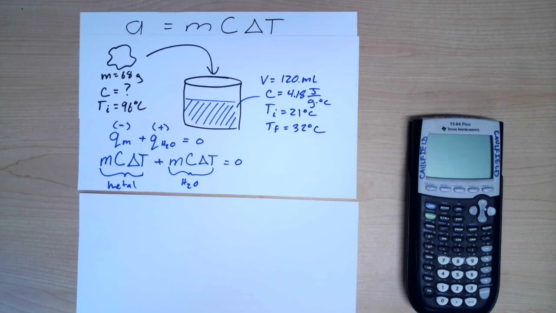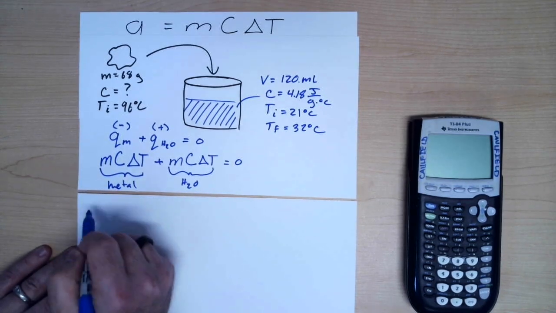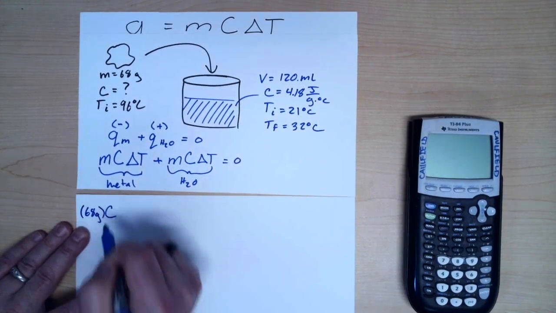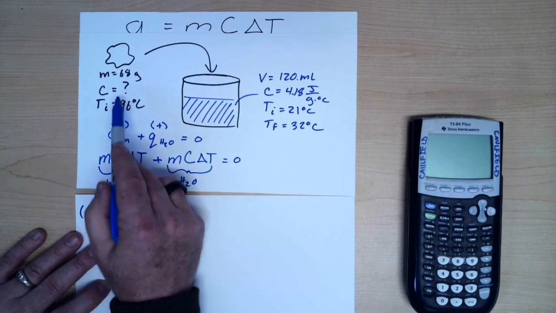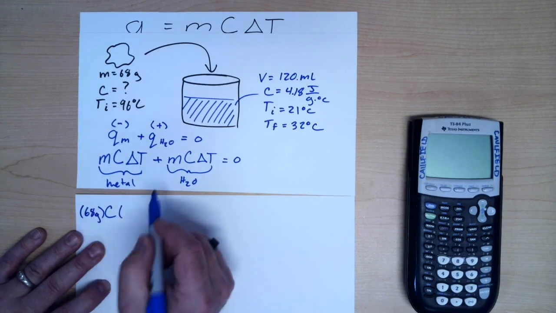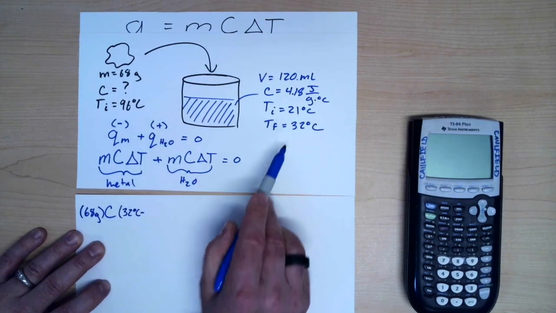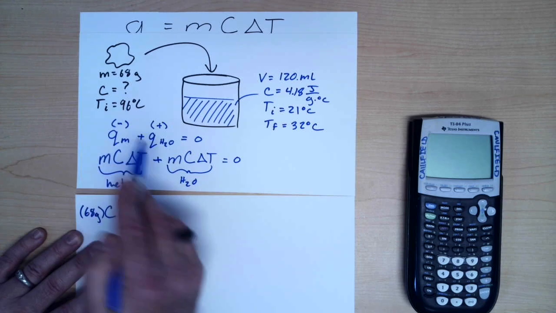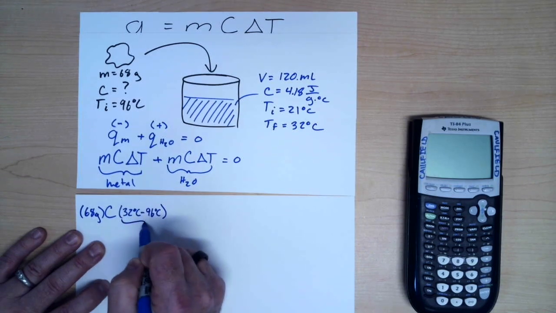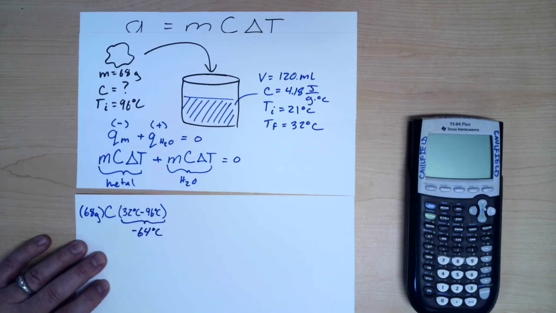Let's go ahead and start plugging in our numbers. So to begin with, let's do the mass over here of the metal. I'm going to say 68 grams. That's the mass of the metal. Here's the C, the variable that I'm actually trying to solve for. Delta T is always final minus initial. And so final is 32 degrees C minus the initial temperature, 96 degrees C. Okay, that is going to collapse down to minus 64 degrees Celsius.